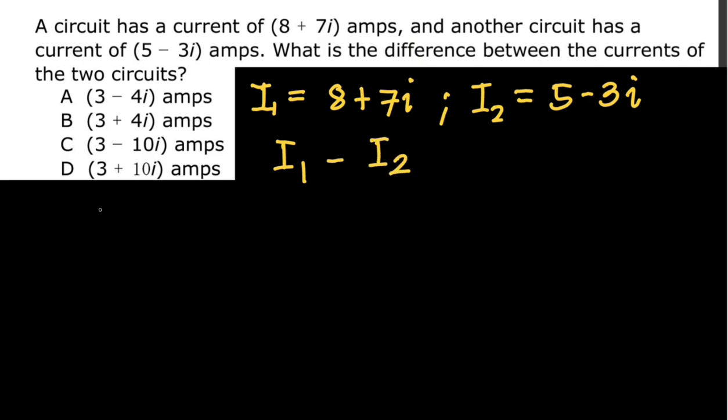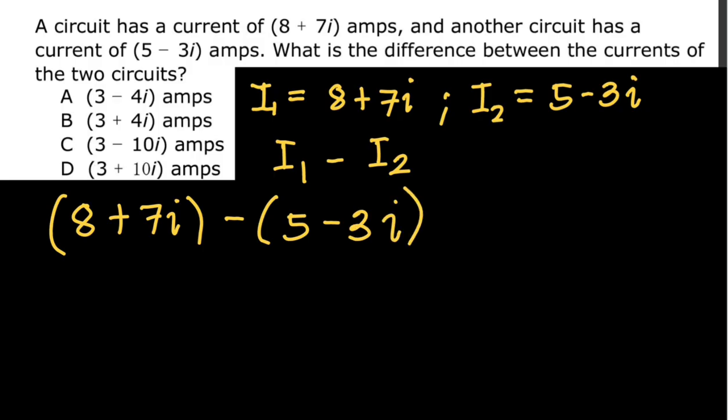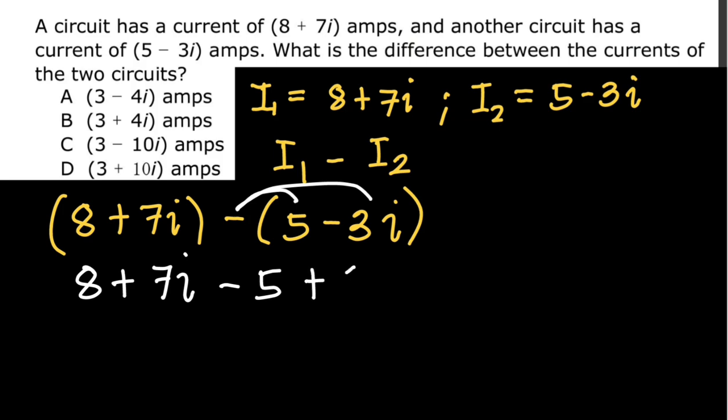And this is just 8 plus 7i minus 5 minus 3i. We get rid of the parentheses here, so we distribute the negative sign to 5 minus 3i. So this would become 8 plus 7i, negative times 5 is negative 5, then negative times negative is positive 3i.